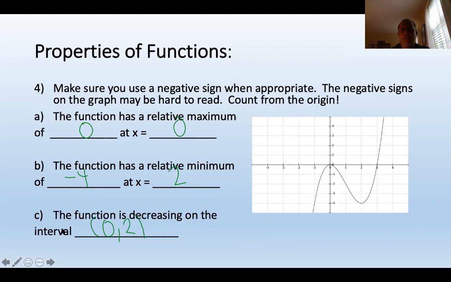The function is decreasing on the interval. When it asks for where the function is decreasing, it's asking for the range of x values, in interval notation, where the function is going down when you look from left to right. You can see that the function is going down from here to here, and those x values are 0 to 2. So to list that in interval notation, you would put a parenthesis, then 0, then a comma, then 2, then a parenthesis.